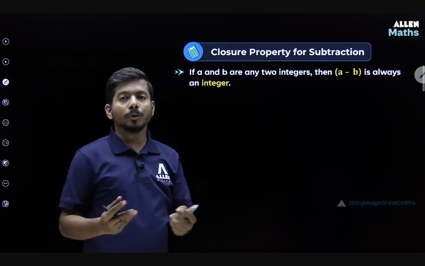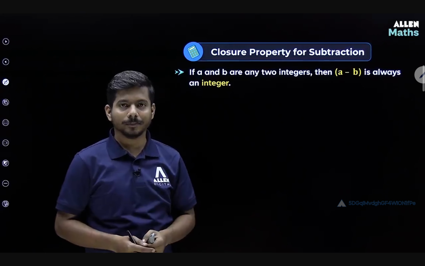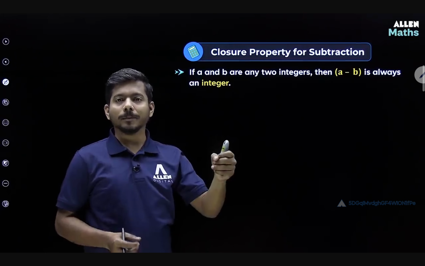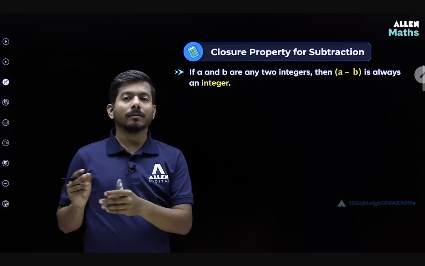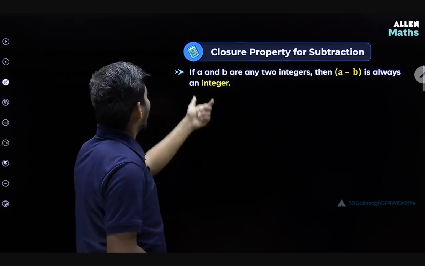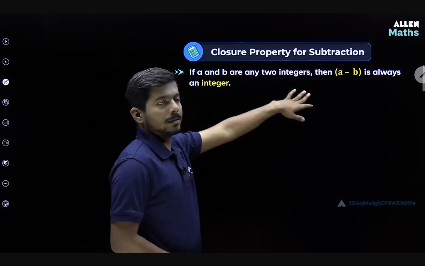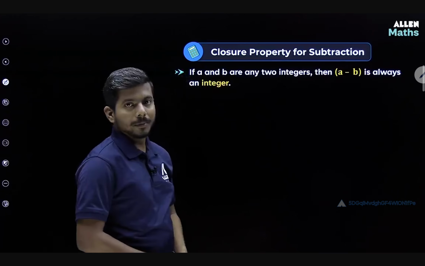Now the closure property is, suppose we have a bag full of integers, and I take out one integer and one more integer and subtract them. Then we have to check whether the result is also an integer or not. If a and b are any two integers, then a minus b is always an integer.